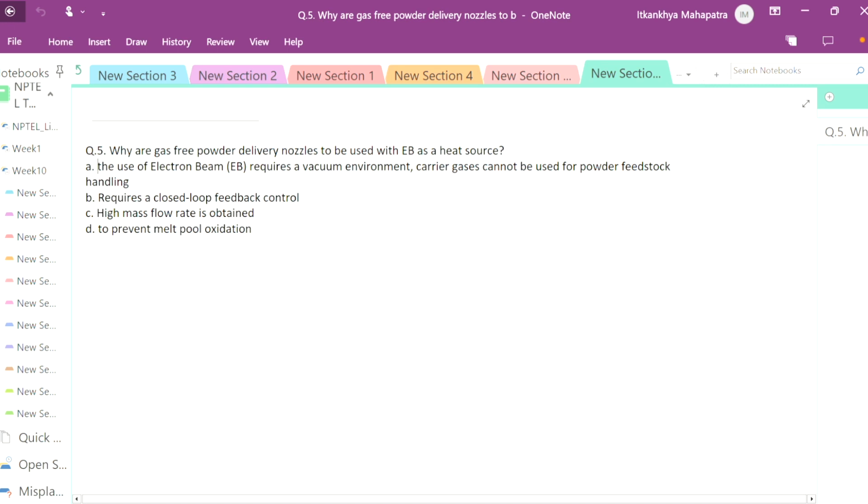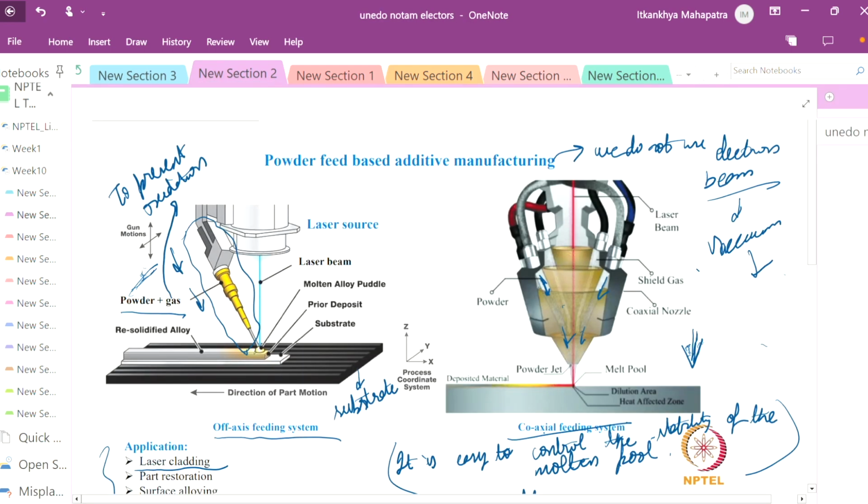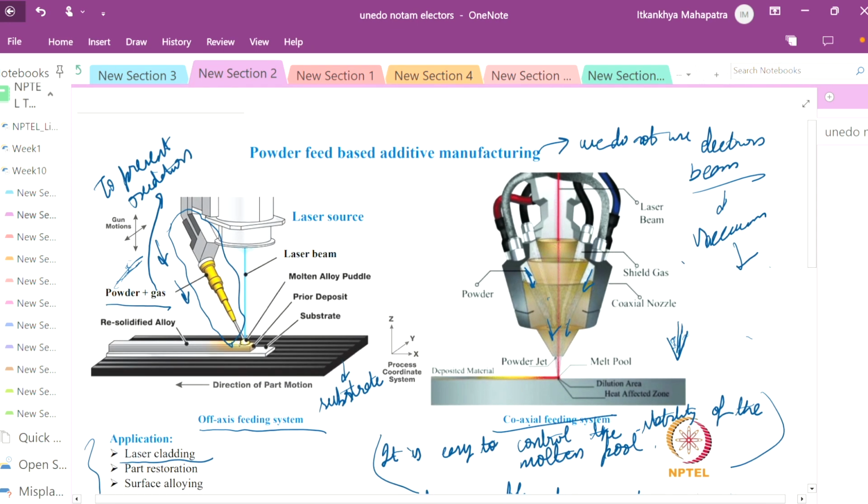Next question: why are gas powder delivery nozzles used with electron beam as a heat source? We discussed this, but I'll say it again. In powder feed based additive manufacturing, we do not use electron beam because for electron beam we require a vacuum setup and everything. So the question is why are gas-free powder delivery nozzles used with electron beam as a heat source?